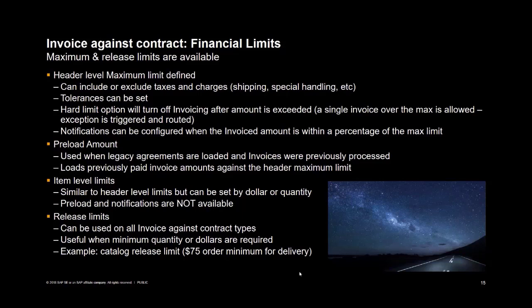So again, we talked about releases. This is where you will cut requisitions against your contract. This is a lot of times minimum order quantities or dollar amounts for free delivery and things like that. You can set your release limits online or at a catalog level. If you have a catalog or supplier level, you can do it on the supplier catalog level as well.